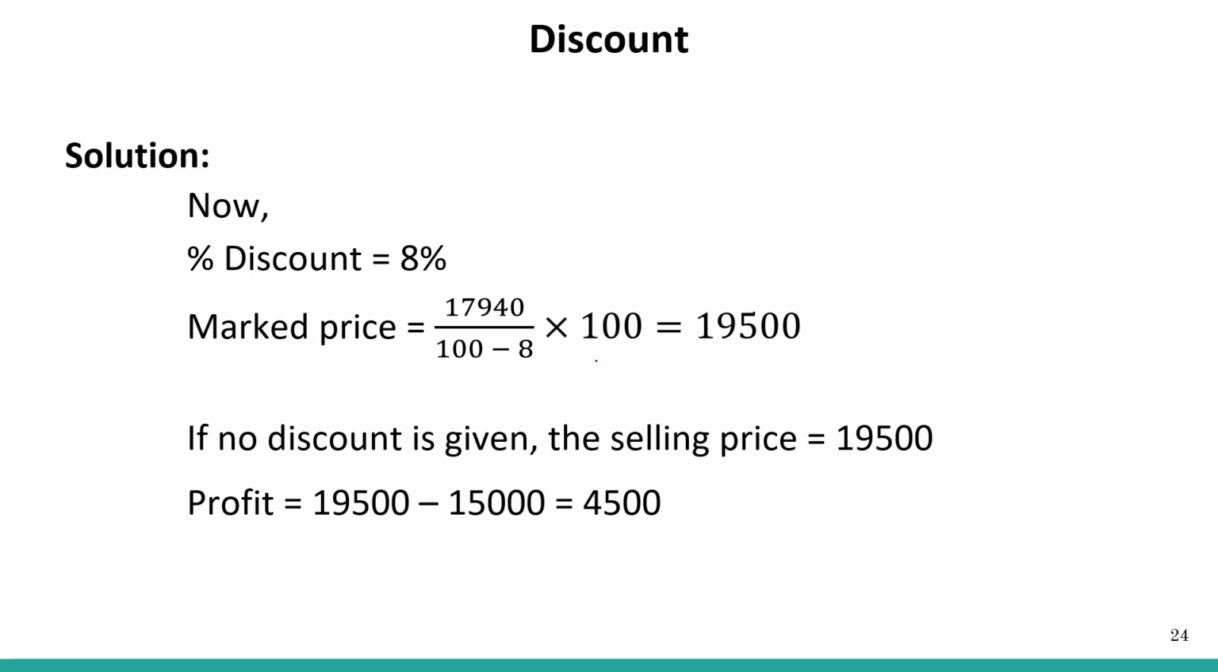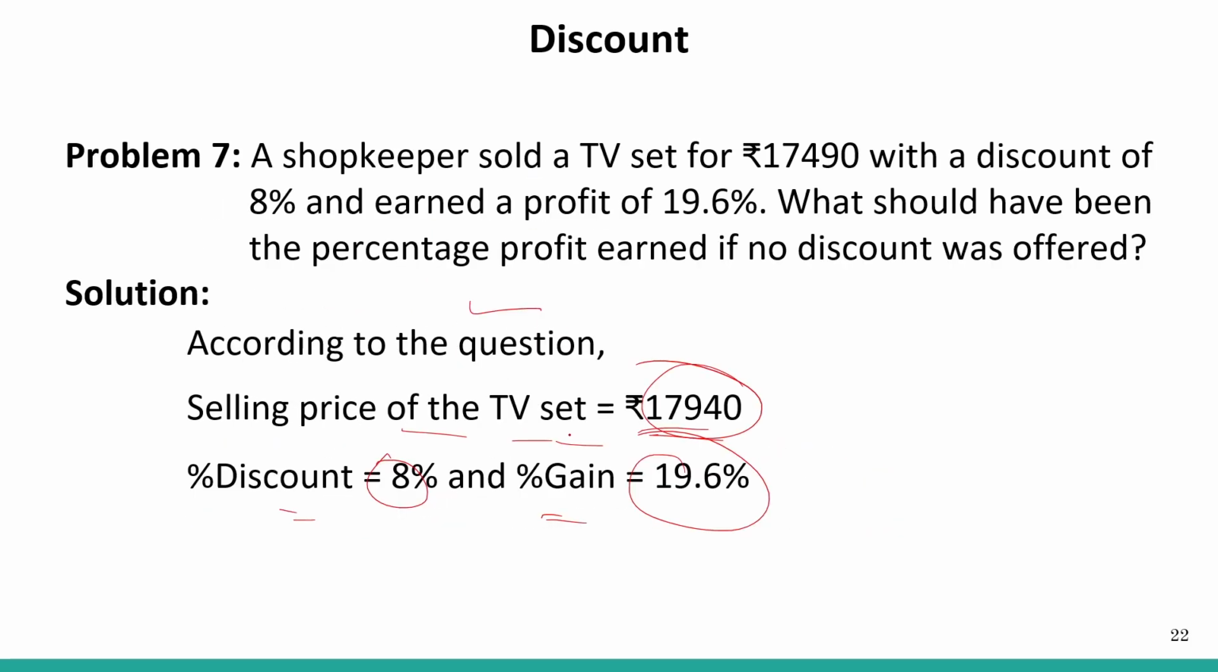So the discount is equal to 8%. So the mark price is equal to 17940 whole by 100 minus 8 into 100, which is equal to 19500. So if no discount, the amount of discount given is 0. Then if no discount is given, because if we give no discount, then it will be what?